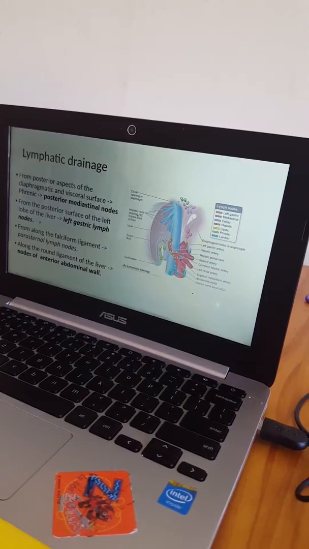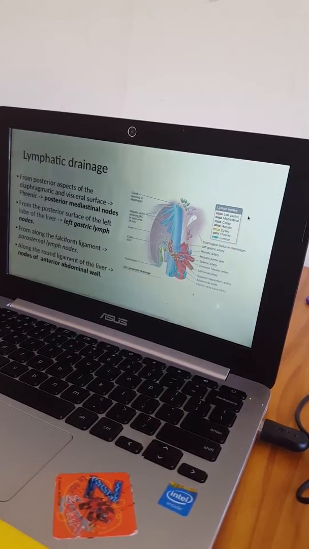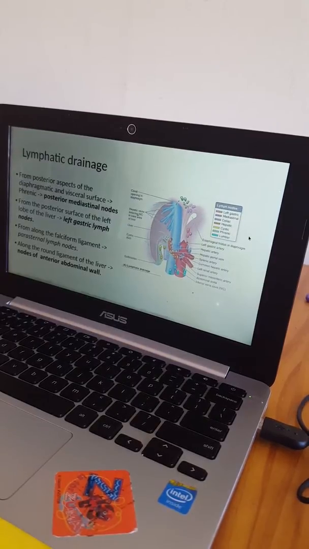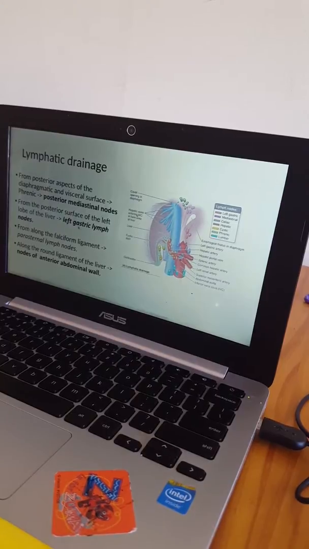And then from the posterior surface of the left lobe of the liver, lymph goes to the left gastric lymph nodes, because the left lobe lies near the lesser curvature of the stomach. So it also makes sense.